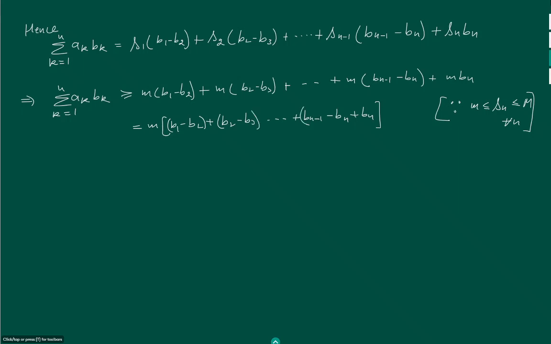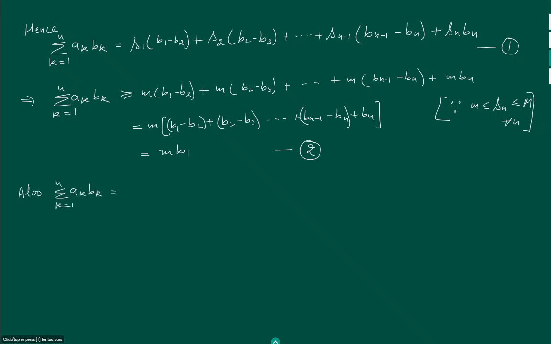All right. So all these terms cancel with each other, minus B2 plus with B2 minus B3. So what remains is m B1. Everything else would cancel out. So we have got that summation AkBk, k varies from 1 to n, is greater than or equal to m B1. Let's call it 2.